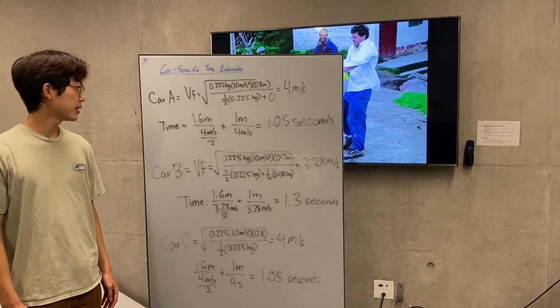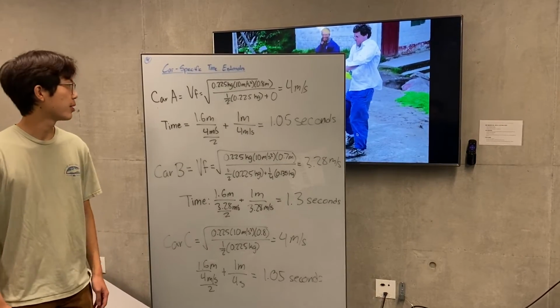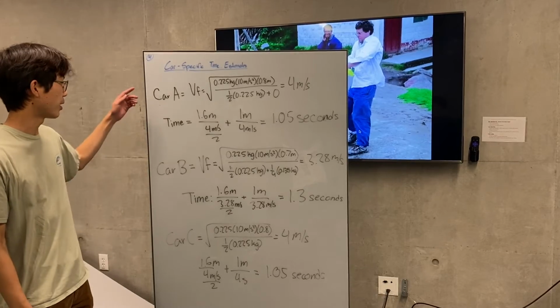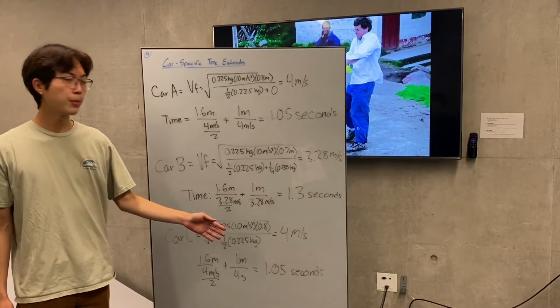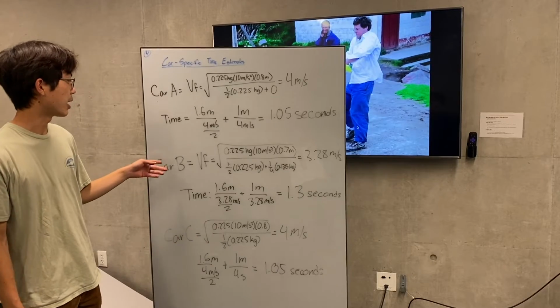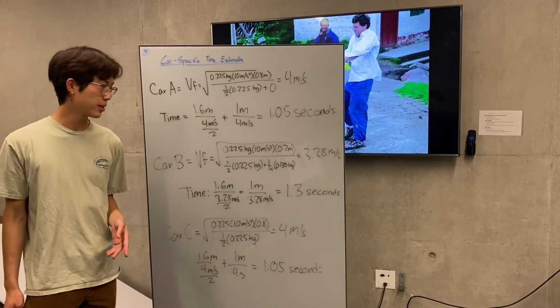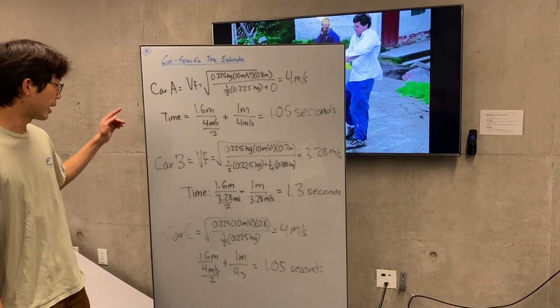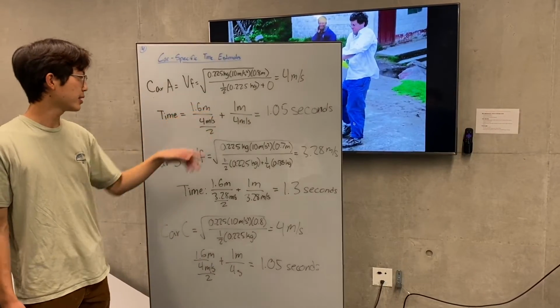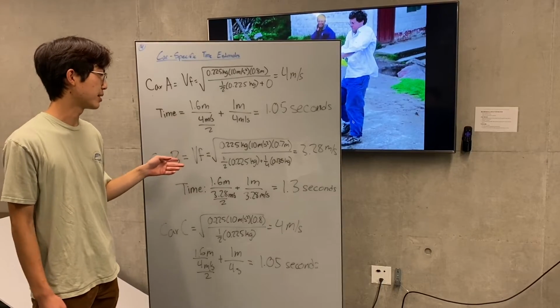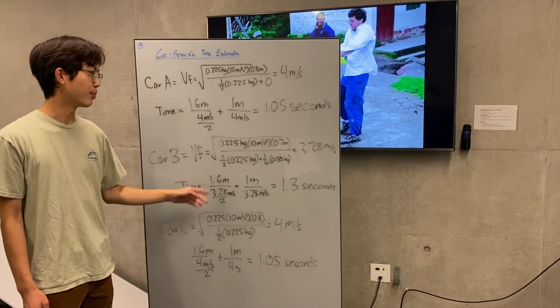As seen through the previously explained equations, we're able to calculate the final velocities of car A, car B, and car C. Car A and car C will have a final velocity of 4 meters per second, while car B will have a final velocity of 3.28 meters per second. This will result in car A and car C crossing the finish line at the same time of 1.05 seconds, and car B passing the finish line at 1.3 seconds.